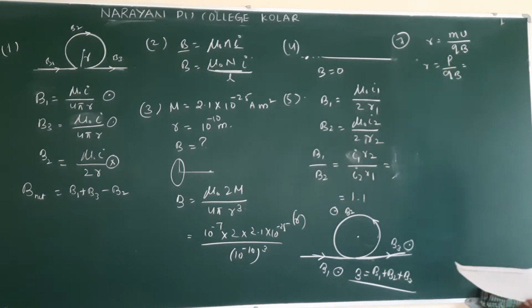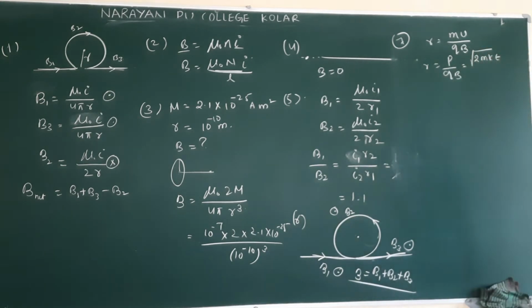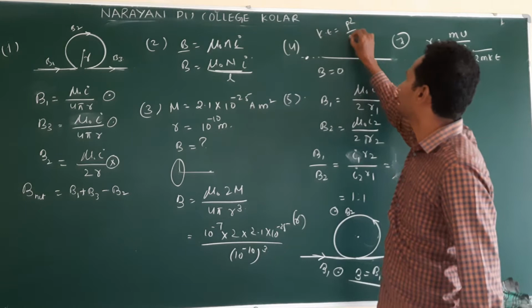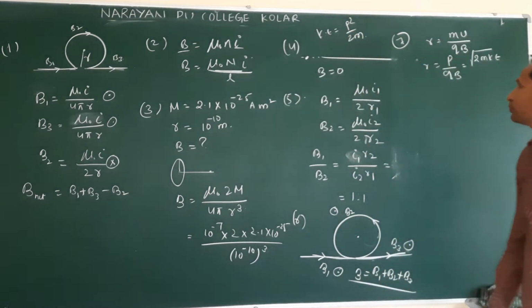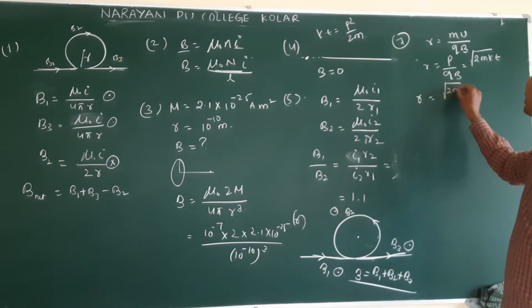How do you write momentum in terms of energy? This is under root of 2m KE, from the p square by 2m relation. First we already mentioned this: KE is equal to p square by 2m. Clear? So then R is equal to root of 2m KE by qB.